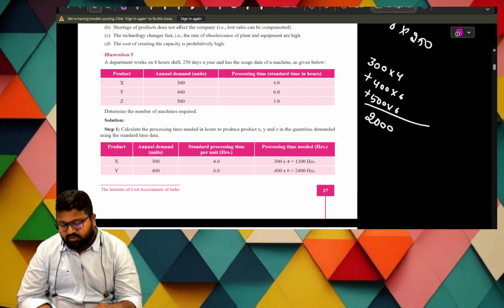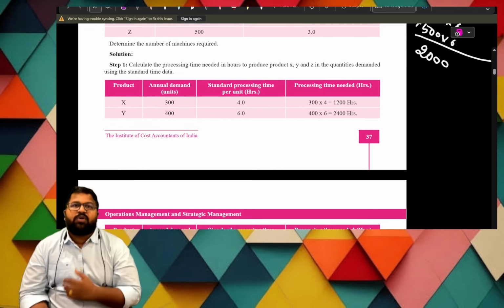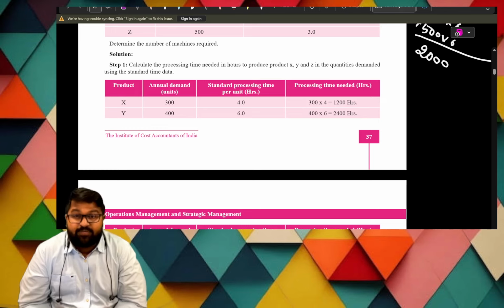Okay. In this problem, the theme is the same. He mentioned that presentation is important, buddy. Presentation should be as per ICMA only.